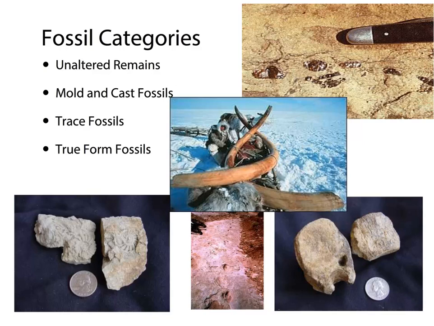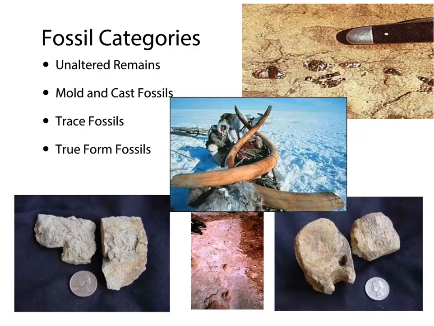You can also have what are called trace fossils, and trace fossils would be like footprints or holes in the ground that somebody dug, or something along those lines. Last but not least, I realized I just made a mistake when I spoke earlier. The true form fossils would be like the amber, because they retain the form, but it's not the actual DNA of the critter anymore because the internal things have been altered. Chemically, they've been changed.